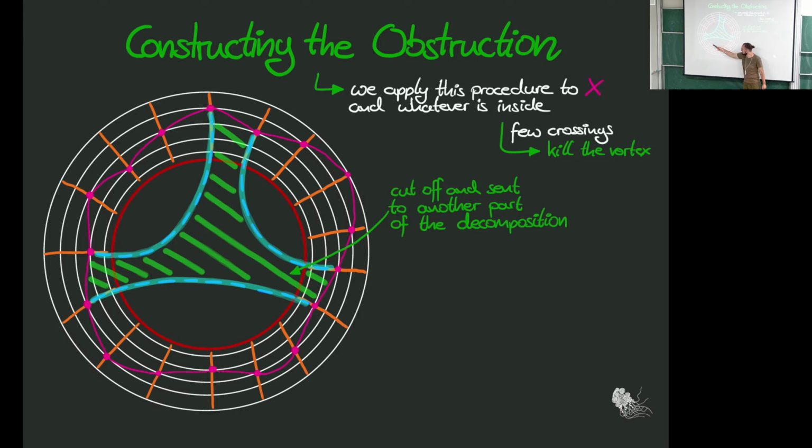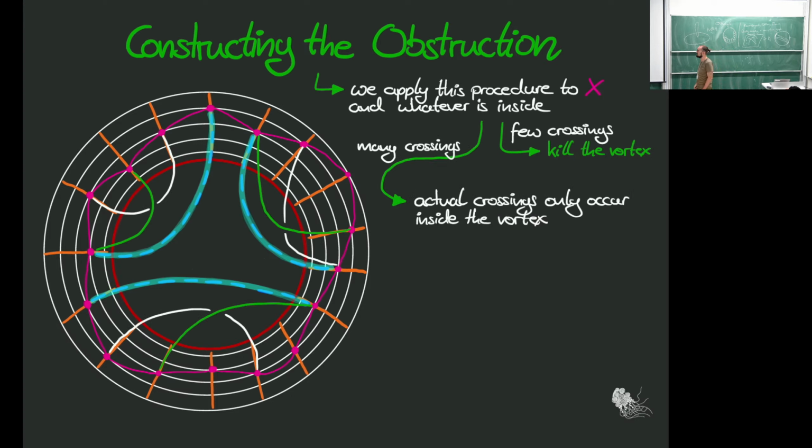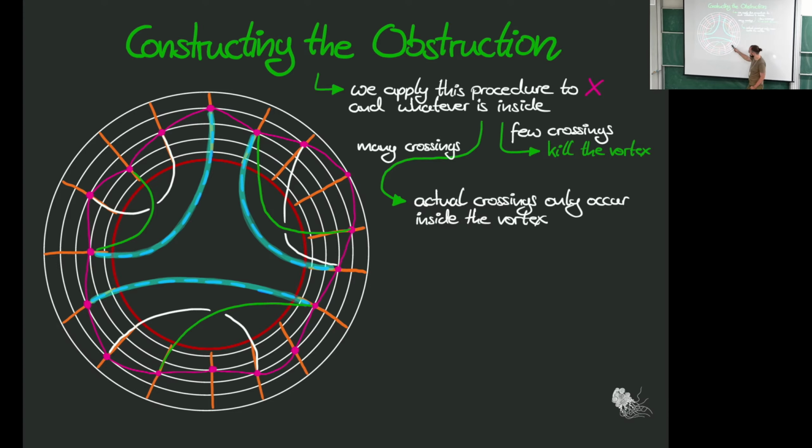And all of these parts, because I've deleted all crossings that occur, have a planar embedding anyway, so I can just make it part of my nice embedding in the first place. So few crossings allow me to kill my vortex. If on the other hand I find many crossings, many here being the same number as few, I do know, because this part here is nicely embedded, that the actual crossings only occur inside of my vortex.